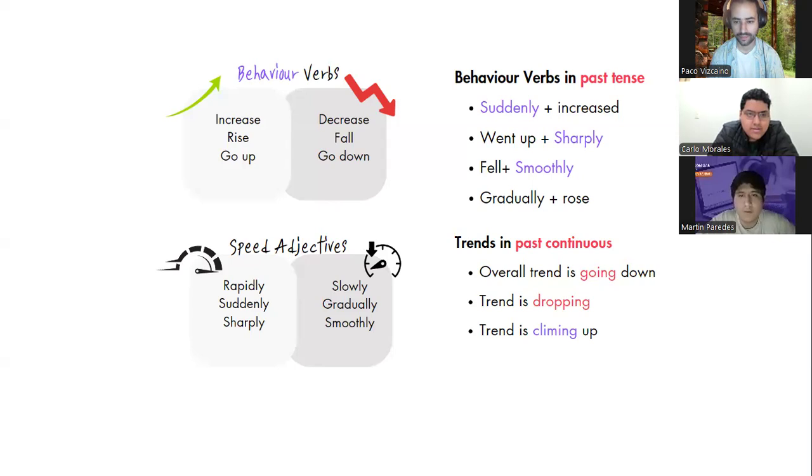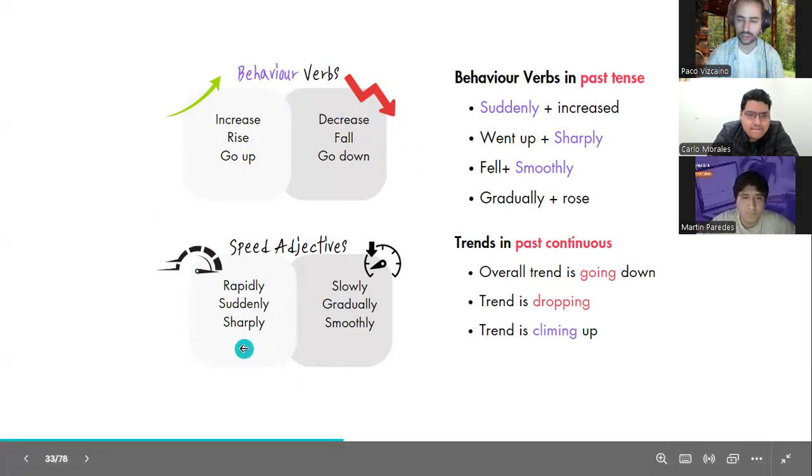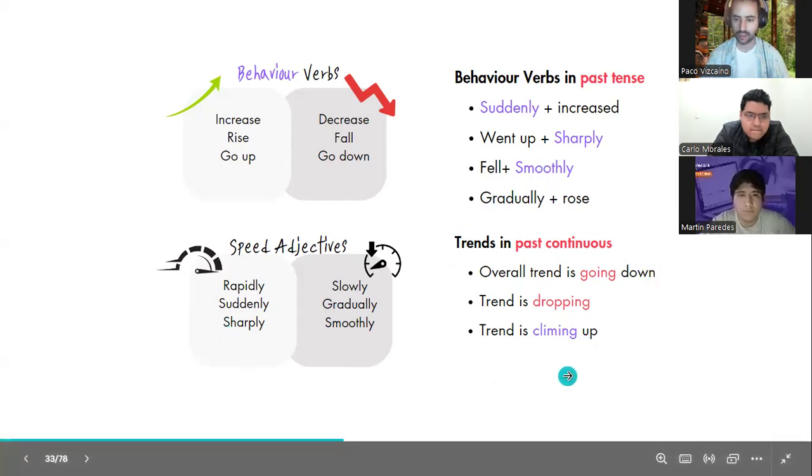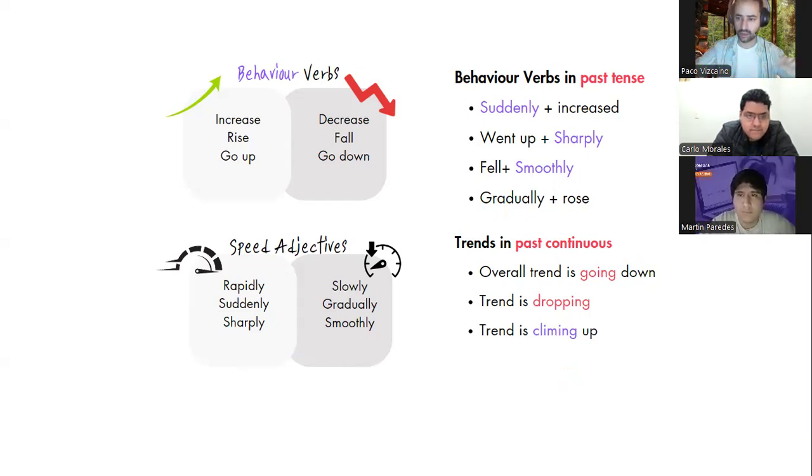Okay, so if we know the verbs to say up and down, and we know the words to say how quick, then we could describe any line graph. However, there is una tendencia. There's a thing that is called the overall trend. That means in the graphic, you have the beginning point and the end point, and that is your trend.